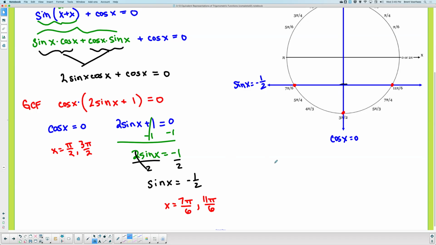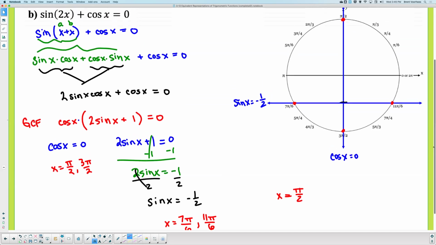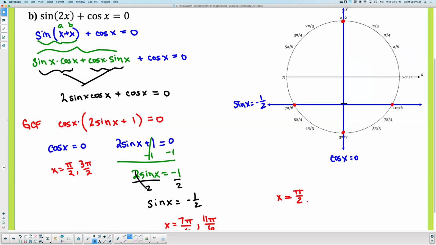And we were supposed to write all answers on this interval of 0 to 2 pi. So all answers entirely would be going in order. Pi over 2 came first. Looking at the unit circle, I'm going to order here. Pi over 2, followed by 7 pi over 6, followed by 3 pi over 2. I'm going counterclockwise, starting from 0 around, and then finally 11 pi over 6. Those would represent all solutions. So that's how you do that.